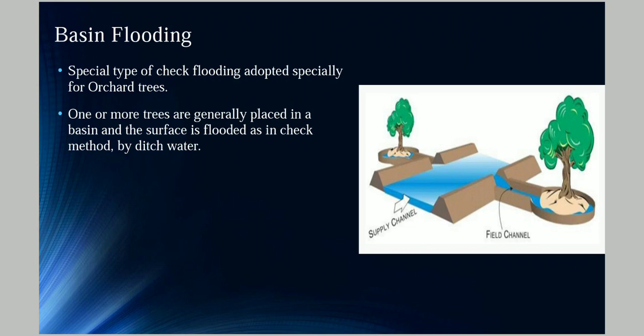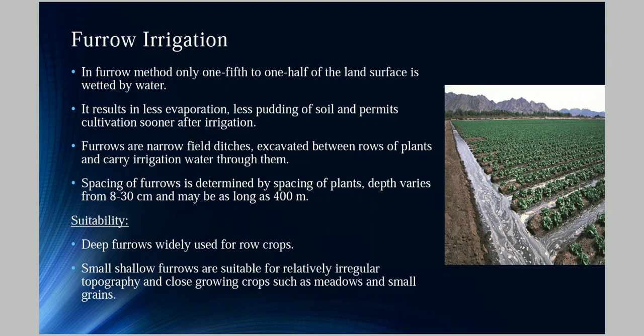The surface is flooded. Similarly, as in check flooding, the water is supplied from a main supply channel. Next is furrow irrigation. This furrow irrigation differs from the ordinary flooding method. How? In the flooding method, we completely submerge the cultivation area with water.